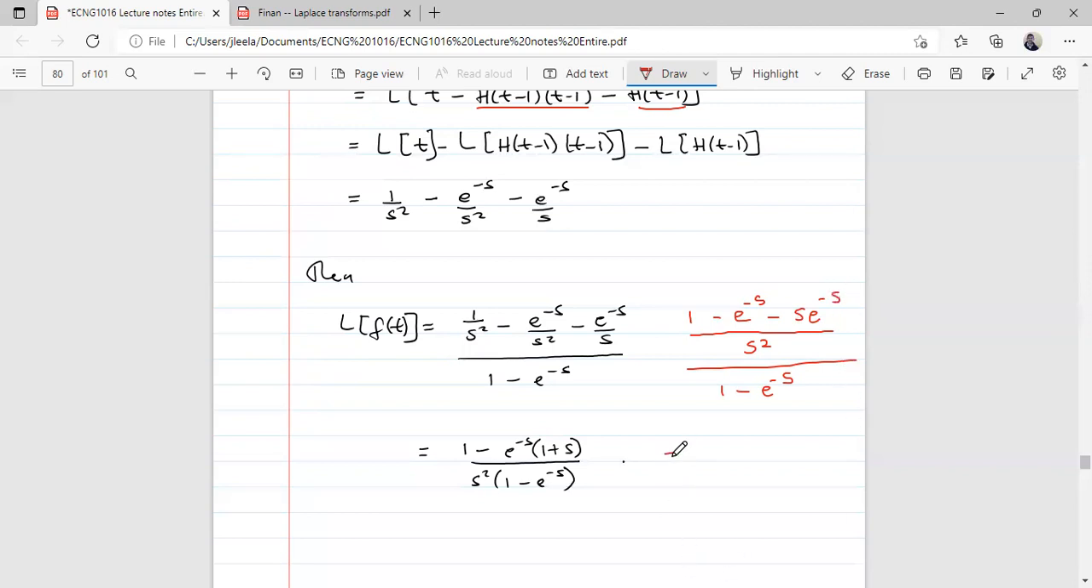So this will become 1 minus e to the minus s minus s e to the minus s, over s squared into 1 minus e to the minus s. And what is the numerator here? e to the minus s is common in the second and third terms. So you could pull out e to the minus s, and then you'll end up with 1 plus s, because the minus outside times the plus will give you back your minus. So that is how I get this across here.